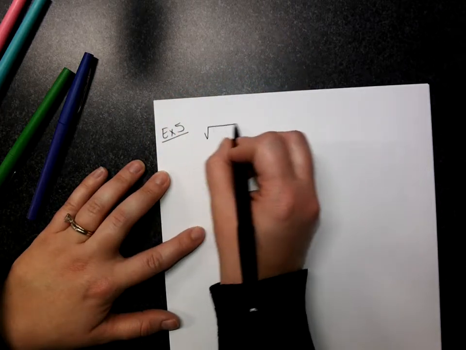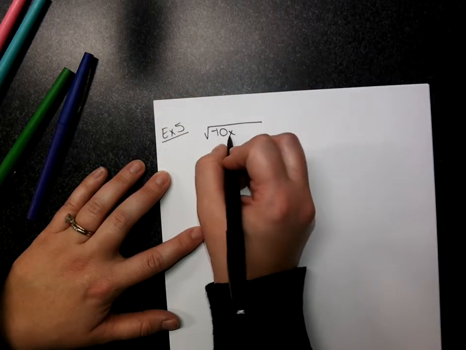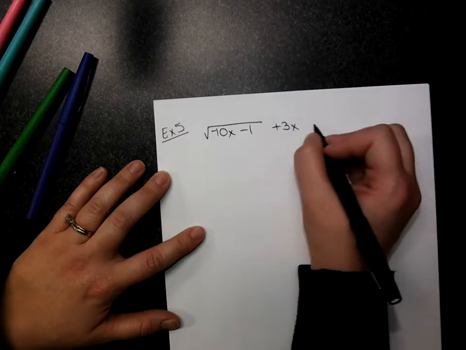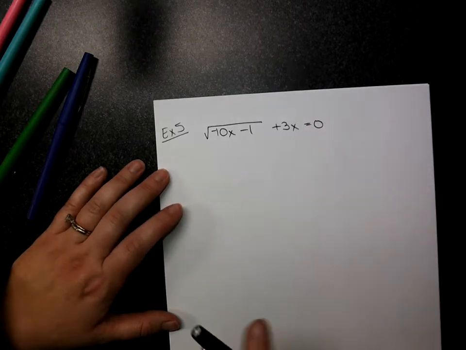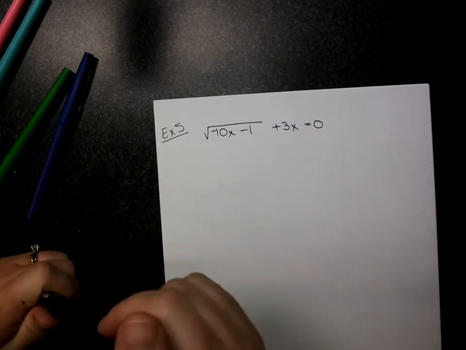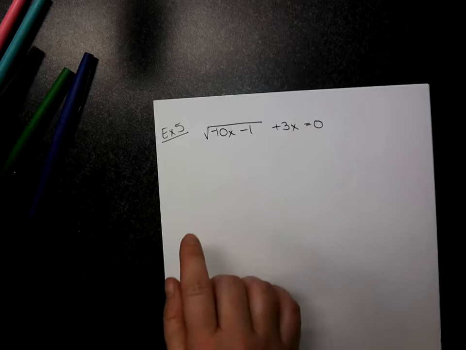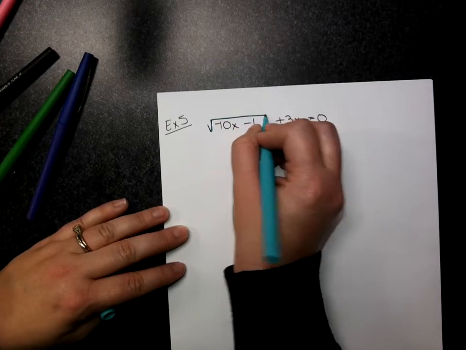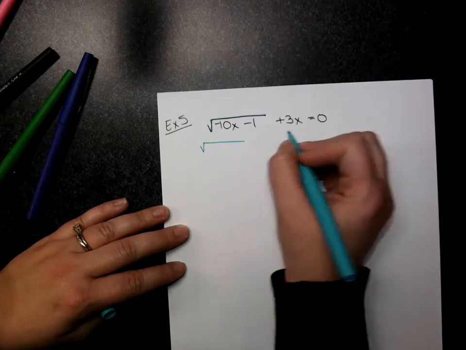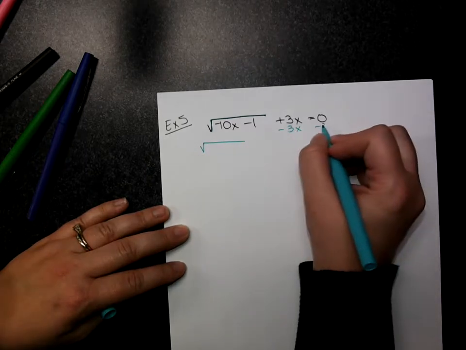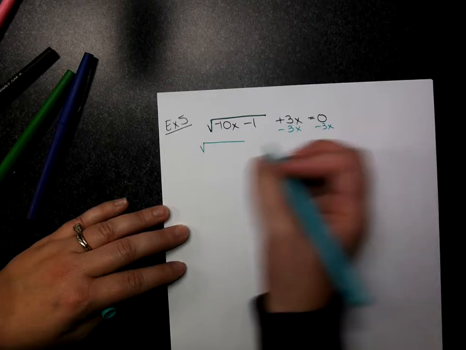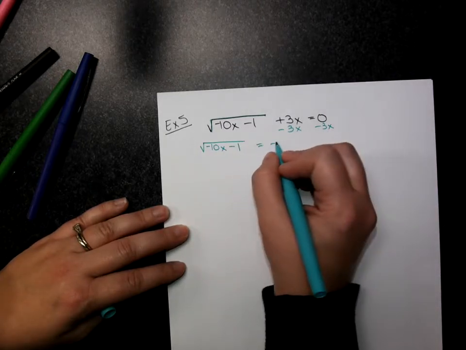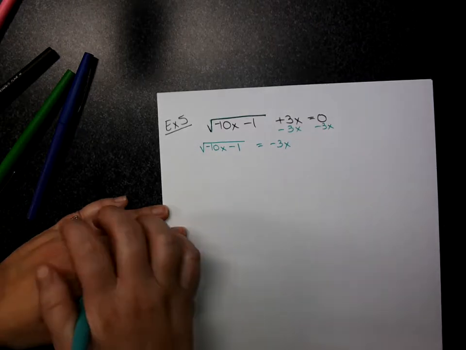We have the square root of negative 10x minus 1, and then outside the square root we have plus 3x equals 0. So instead of just a constant here, we have a variable term. Once again, we need to isolate that radical. So we're going to subtract 3x from both sides. Luckily, we're subtracting from 0, which makes that easy. So negative 10x minus 1 equals negative 3x.